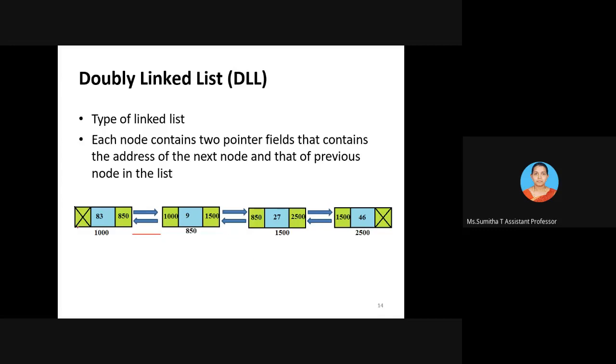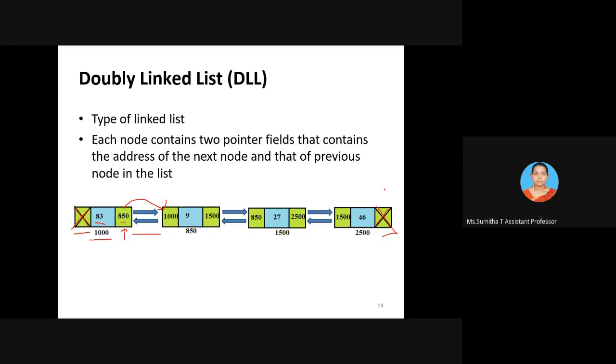So this is the null. Why? This is the first node, there is no node before this node, so it is null. And this is the data in the first node. The address of the first node is 1000. This 850 is the next pointer, which points to the second node. Like that we have 4 nodes. The last node's next is also marked as null, because there is no other node in the linked list. This is the doubly linked list.